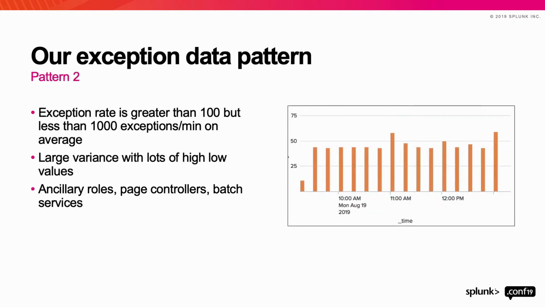In the next group of servers, we have about 50 instance groups that show this type of pattern, where the count is greater than 100 and less than 1,000. There's a large variance. You can see the first bar to my left has a very small count, but then you have these higher bars. Again, these are roles that have exceptions, and we found that these are mostly page controllers, ancillary roles, and our batch services, not directly related to client traffic, but just some secondary roles that we have.